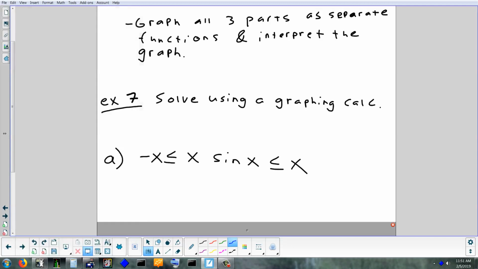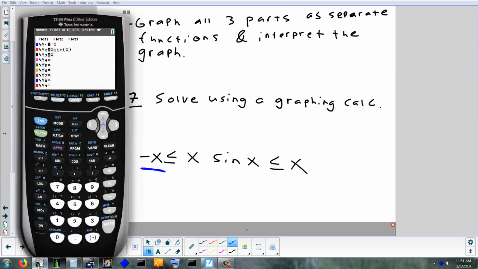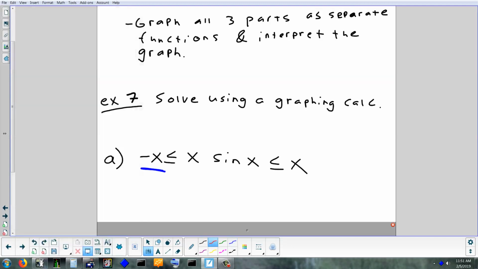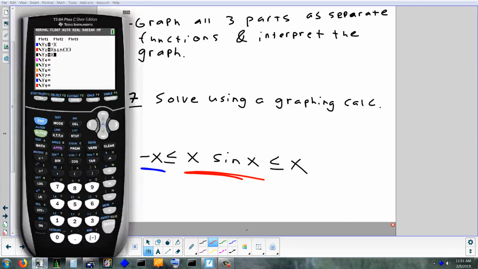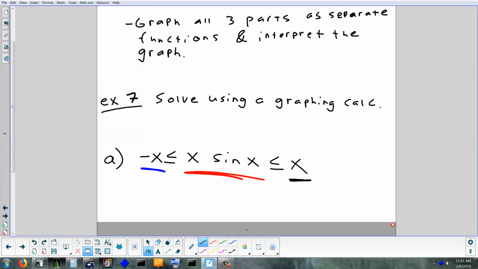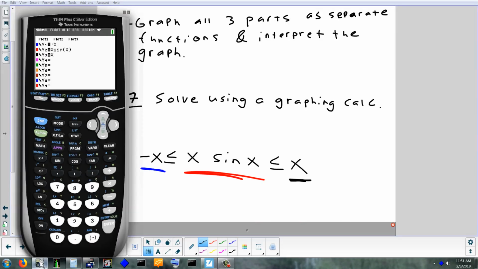Negative x on mine is blue. X sine x is red. And in black is x. Okay, I'm going to start with zoom 7 and see what it looks like. Zoom 7 is just a preset zoom for trigonometry functions. Zoom trig.